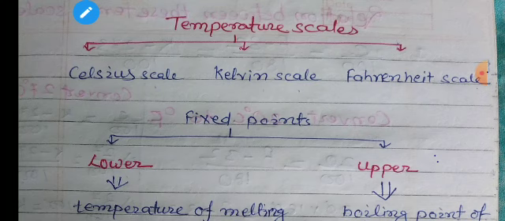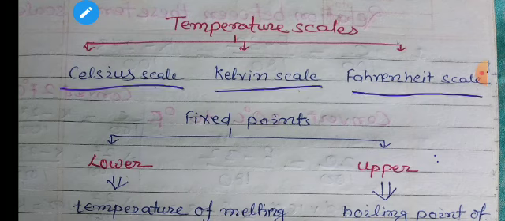Dear students, today we will discuss temperature scales. And these temperature scales are of three types. These are Celsius scale, Kelvin scale, and Fahrenheit scale.